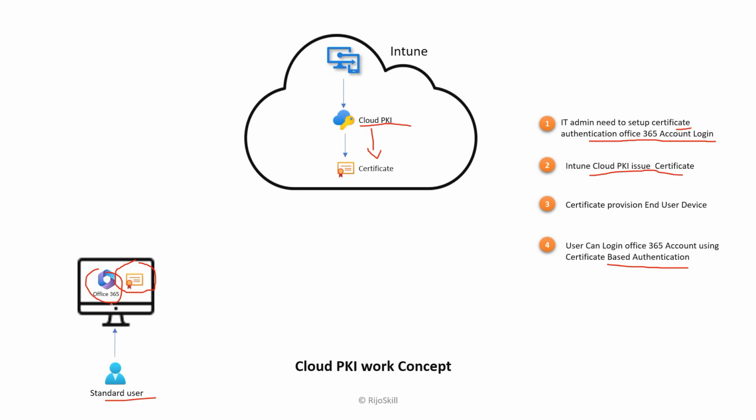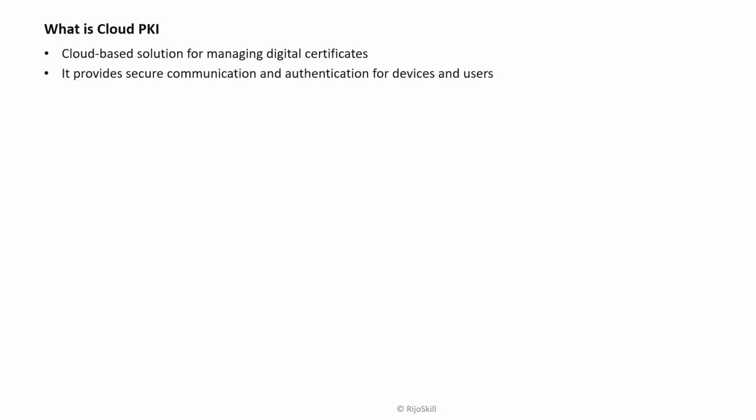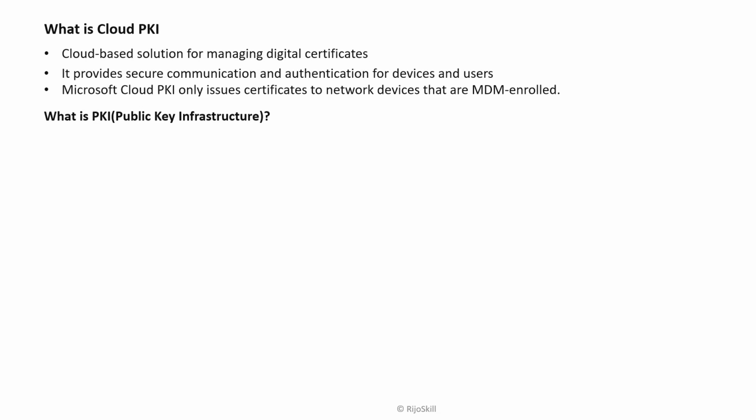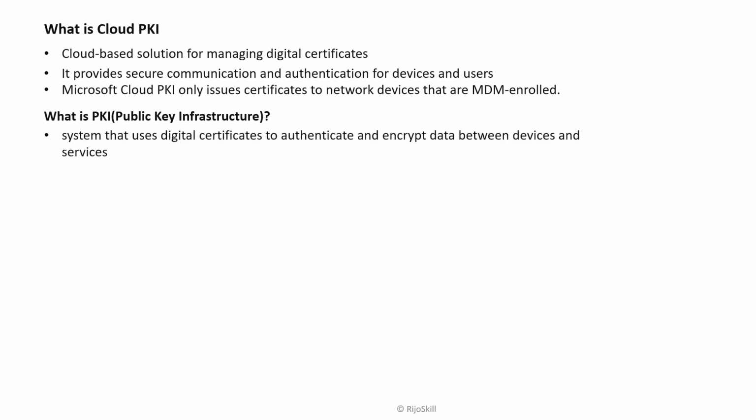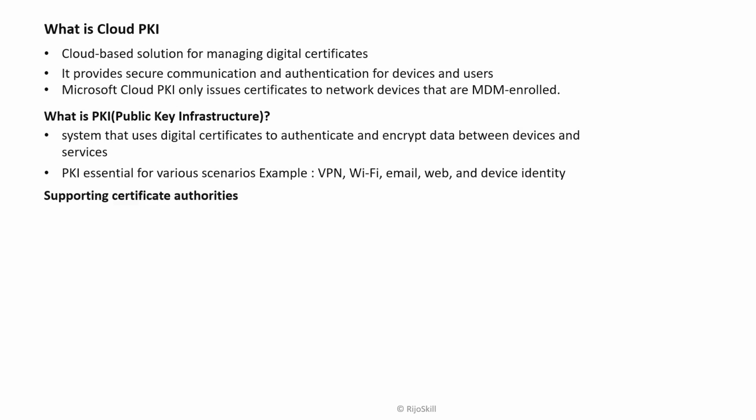Next, we will look briefly at Cloud PKI. What is Cloud PKI? It is a cloud-based solution for managing digital certificates. It provides secure communication and authentication for devices and users. Microsoft Cloud PKI only issues certificates to network devices that are MDM enrolled. And what is PKI? Public key infrastructure: a system that uses digital certificates to authenticate and encrypt data between devices and services. PKI is essential for various scenarios, for example VPN, Wi-Fi, email, web and device identity.